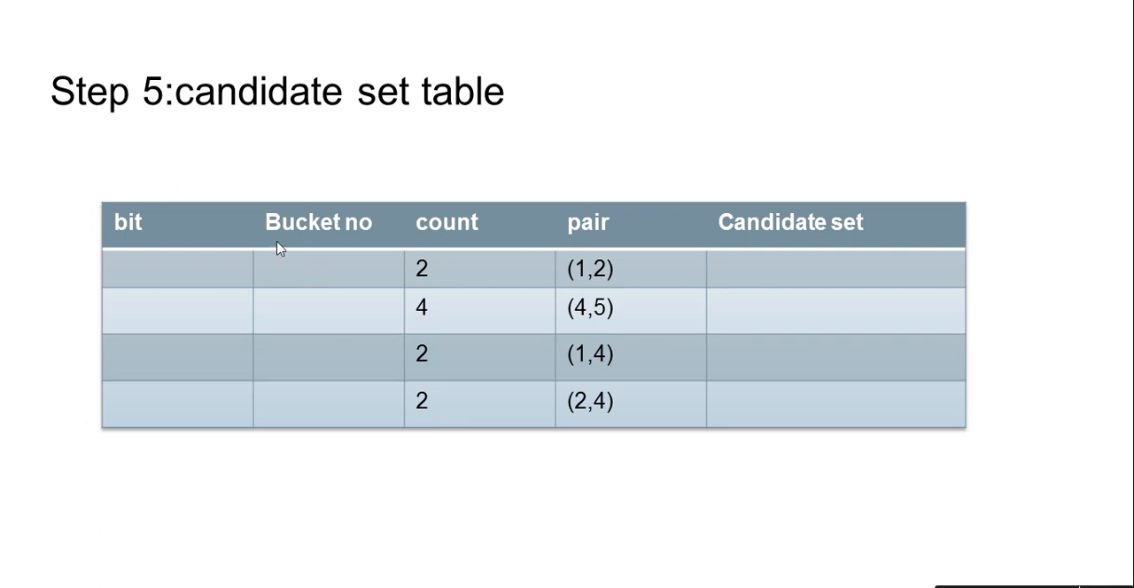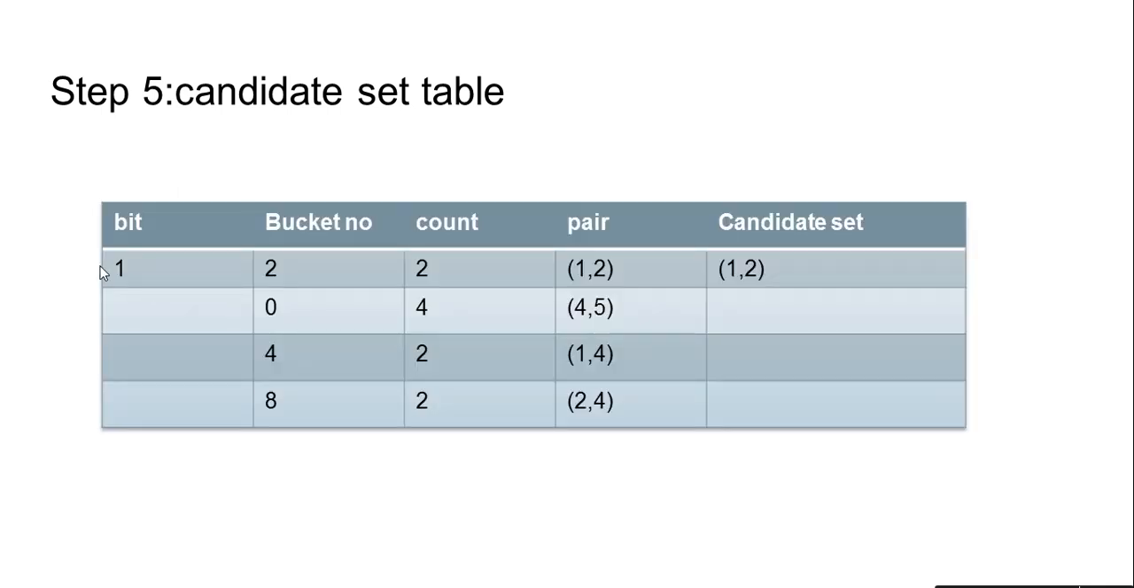In step 4, you have also calculated the bucket number for each pair. You know that the bucket numbers for the pairs are 2, 0, 4, 8. So you have written them over here. Now you are left with only the bit and the candidate set. The bit attribute is a binary attribute which will have the value 1 or 0. It will have the value 1 if a pair satisfies the condition. What was the condition? The threshold is 2. Now you may ask the question: we have already made sure the threshold was 2, and that is why we have included the pair, so why calculate the bit again?